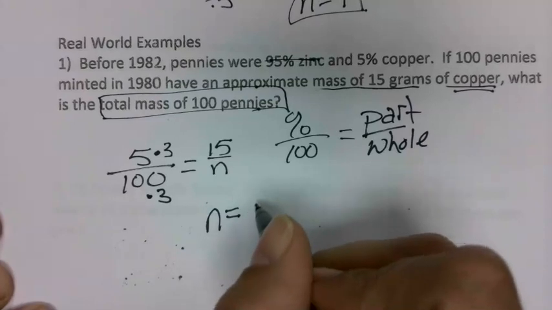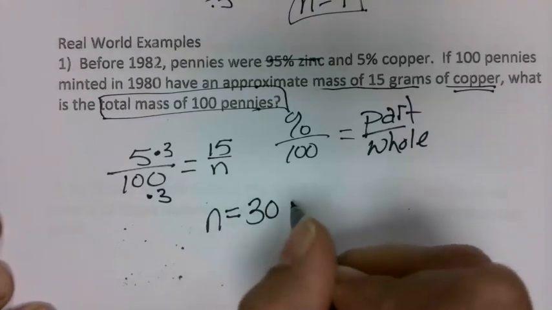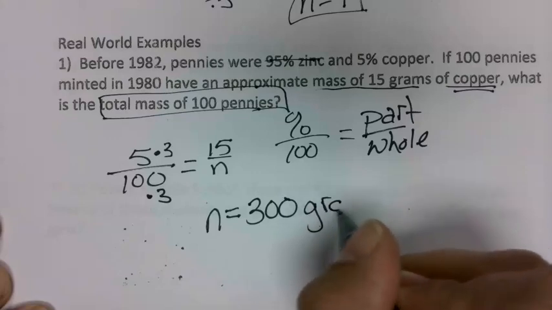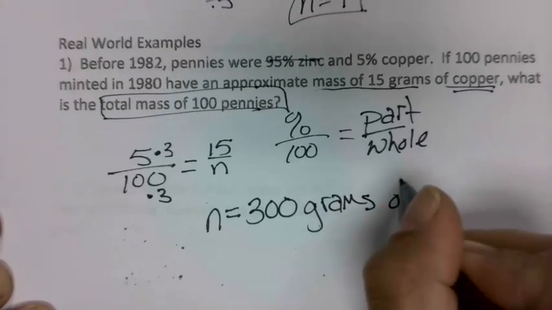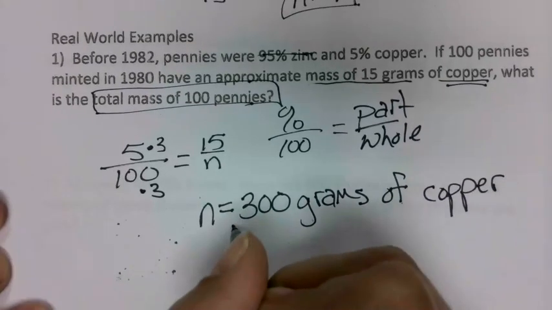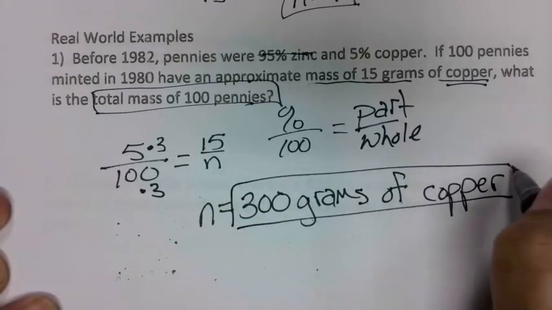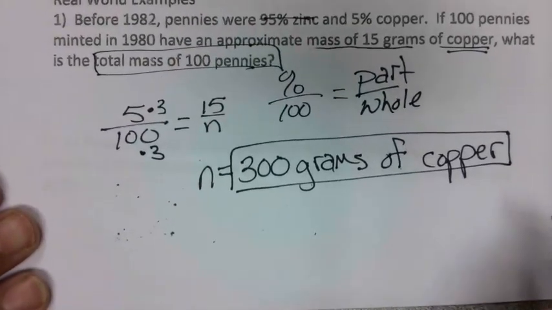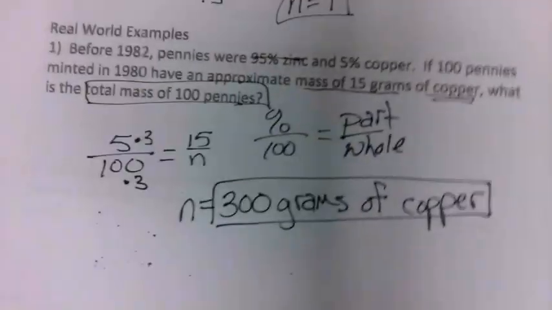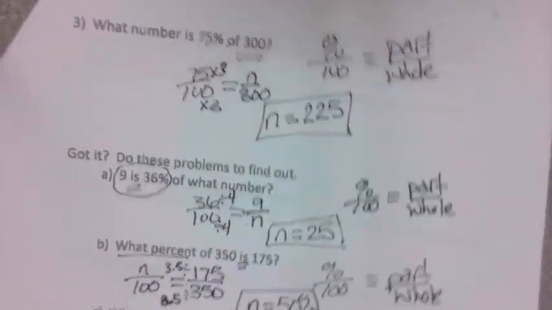So what's the total mass of copper in 100 pennies? It would be 300 grams of copper. Miss Royce, do I have to write all that? Yes, you do. Because it's a word problem, it needs a unit. We need to know it's 300 grams of copper, not the zinc. All right, y'all are doing great. Let's flip the page. My fingers aren't working, I apologize.